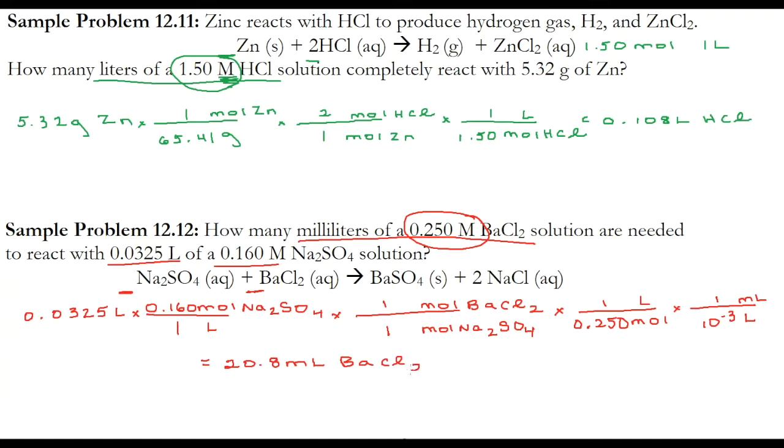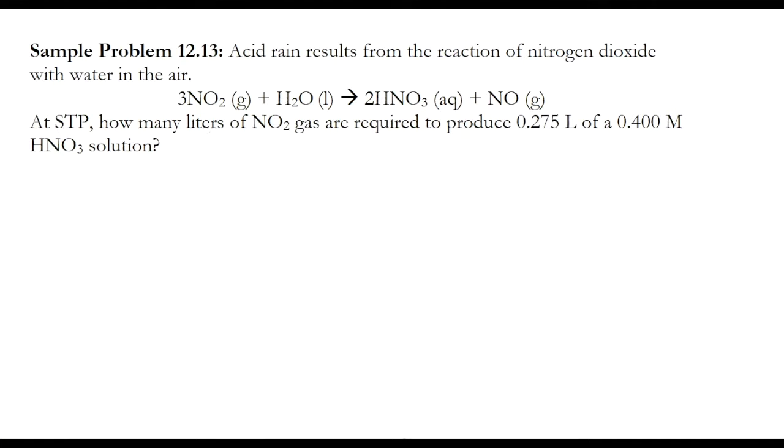Okay, so all of these problems are super similar. It's just a tiny alteration based on what you are solving for. All right, so using the steps that we did, I'm going to do one more problem. So in this problem, it says acid rain results from the reaction of nitrogen dioxide with water and air. It gives me my reaction here. It says at STP, how many liters of nitrogen dioxide are required to produce that volume and that concentration of nitric acid?